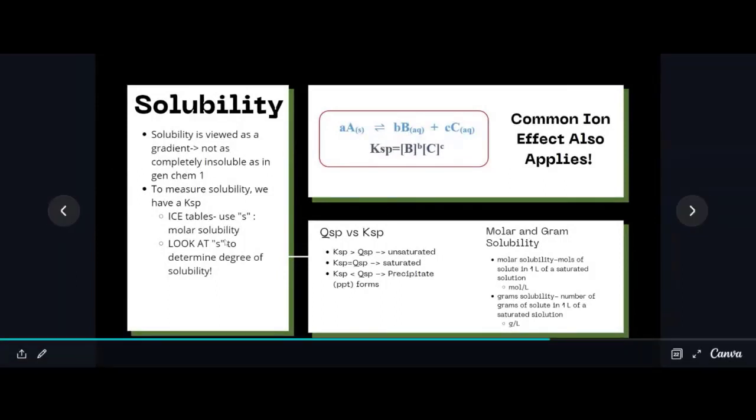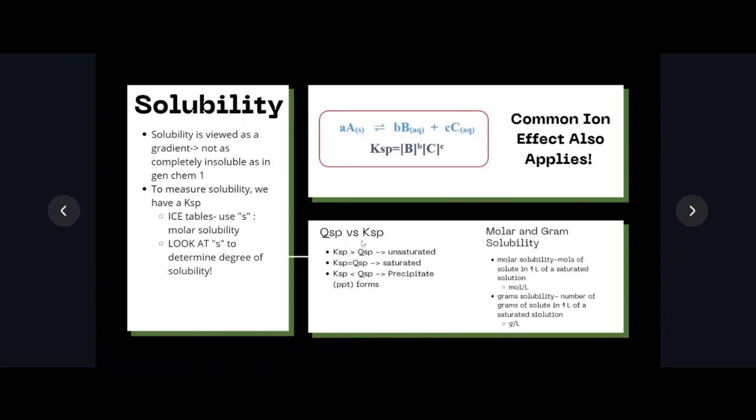Next, this is how you write an expression. Notice how it's just the species in aqueous solution, and A is a solid, so you don't really care about solids in ICE tables. The common ion effect also applies here, and then you can also do more problems with that.